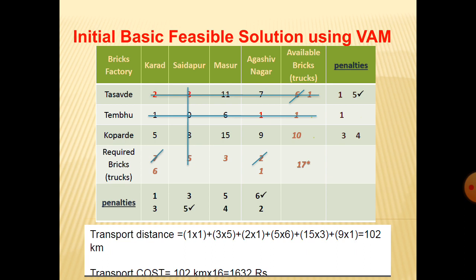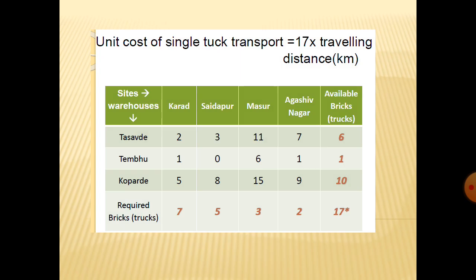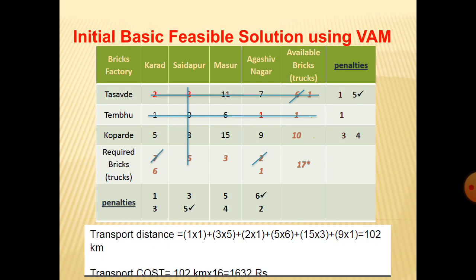Here in this method, first we find out the penalties. First, the minimum value. Which is the minimum cost value in this problem? Here the minimum value is 2. You select the next minimum value. What is the next minimum value? It is 3. Then you put the penalty: 2 minus 3 is equal to 1. You write down 1 as a penalty.